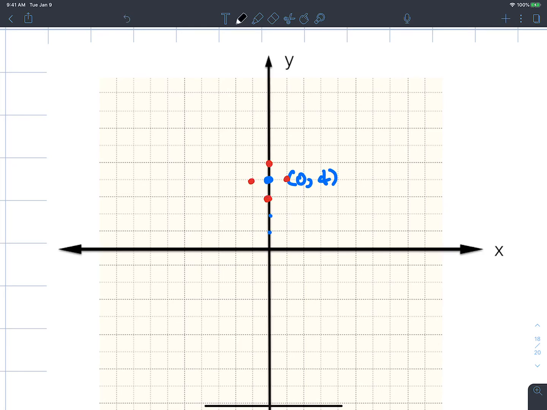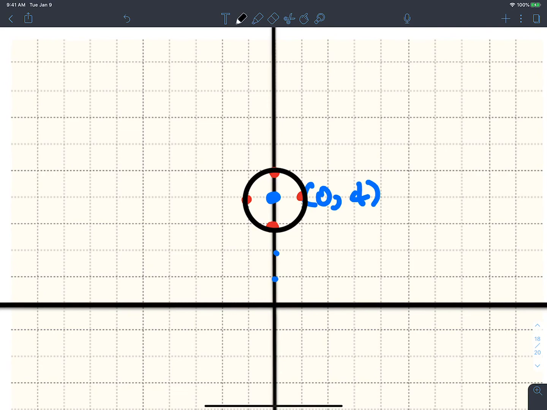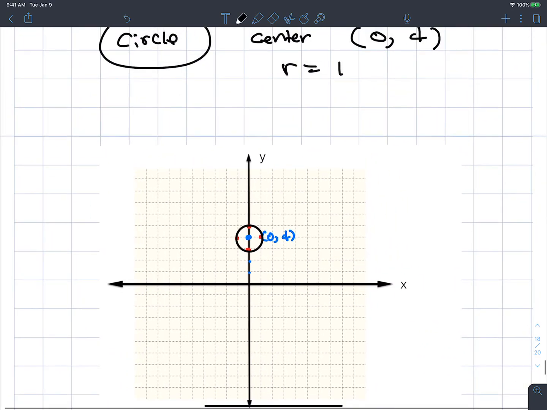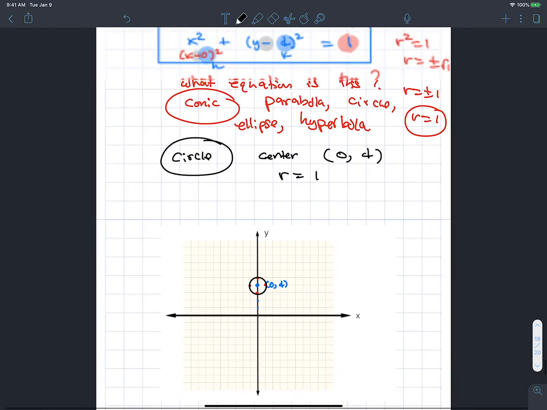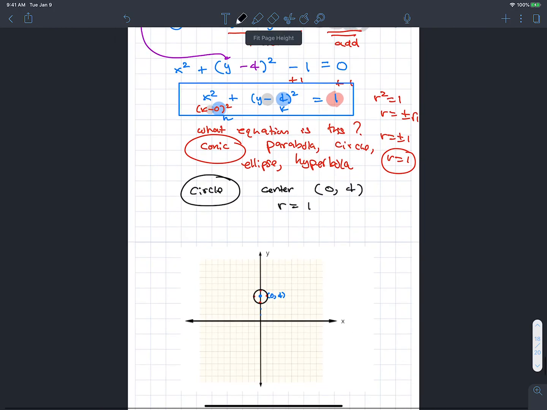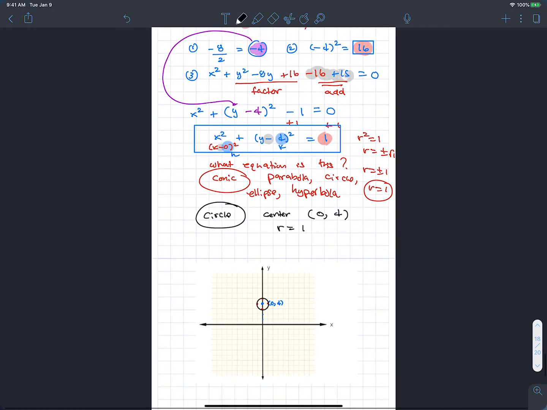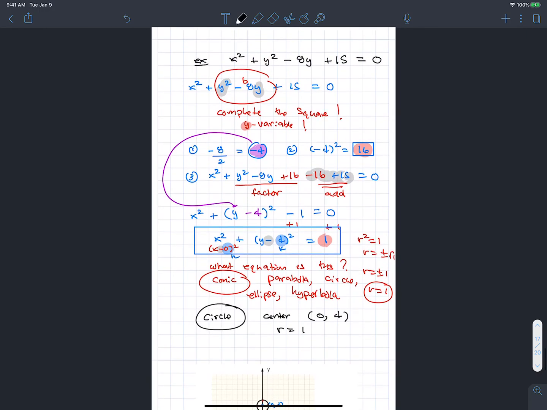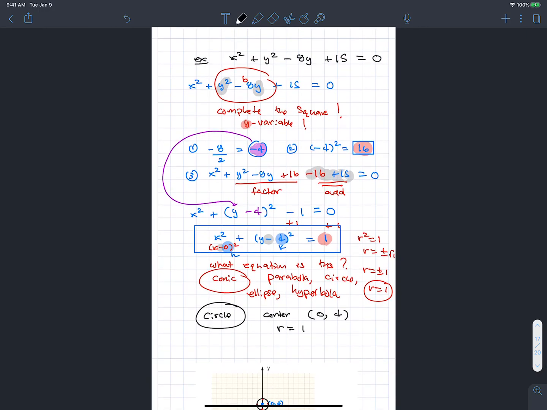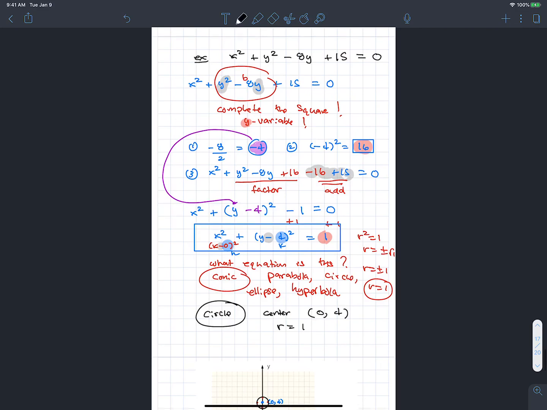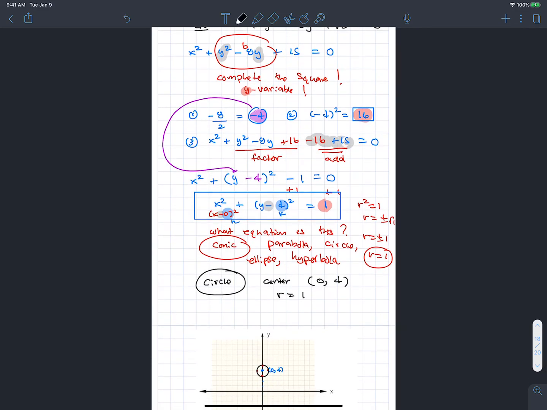Hopefully I want the iPad to sketch it. Yes. There we go. Center 0, 4. Radius is 1. That's what it looks like, ladies and gentlemen. All this detail together. But notice what you had to do first. You had to complete the square for the y variable. So this is the work you do.